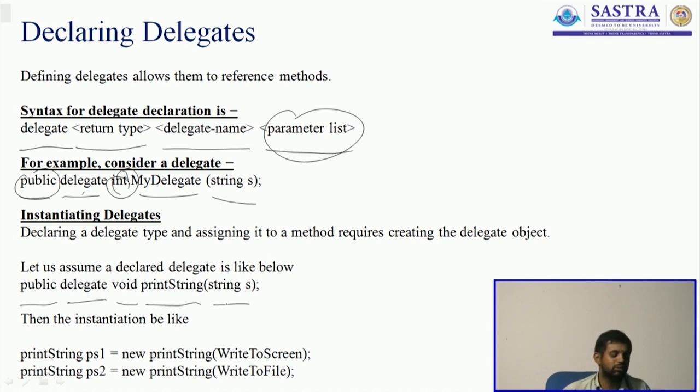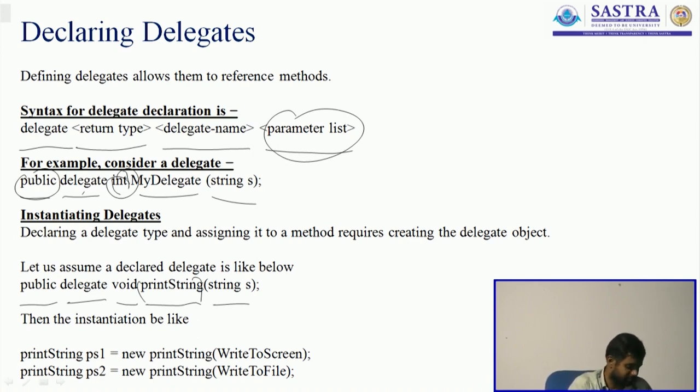Here also the instantiation is going to take place for a delegate, which is nothing but print a string, right? Print a string is going to be the delegate name, so we are supposed to create an object for the print string delegate, nothing more. Okay, so what we are trying to do, print a string ps1. ps1 is going to be the print string name.